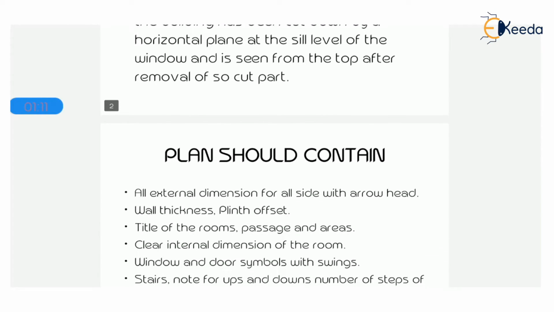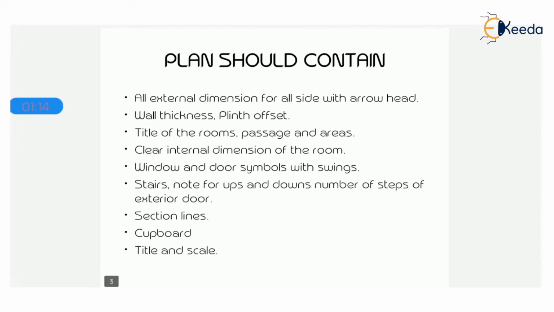Okay, then a plan should contain all external dimensions for all sides with arrowheads, wall thickness, plinth offset, titles of the rooms, passage and area, clear internal dimensions of the room, window and door symbols with swings. As windows and doors are swinging, we can know the directions of the window and door swing. That's why. Then stairs, a note for ups and downs, number of steps of the external door, then the section line, cupboard, title and scale.